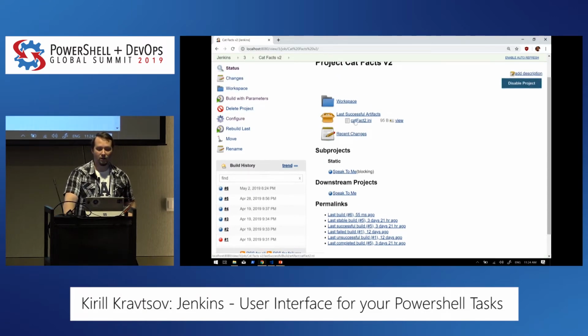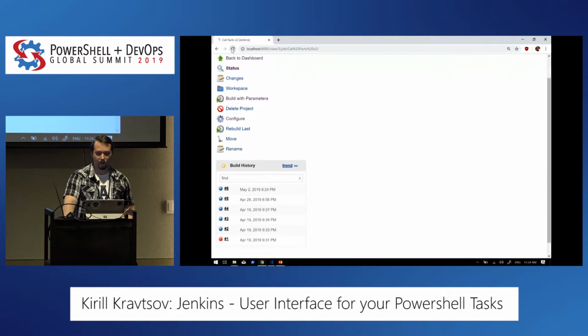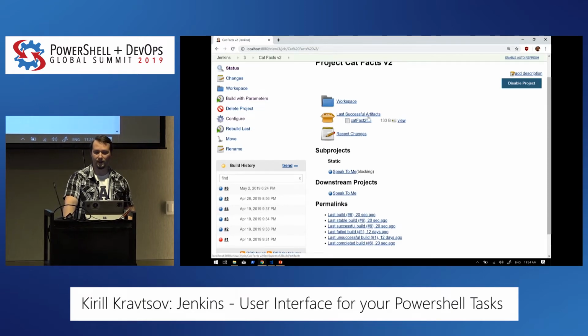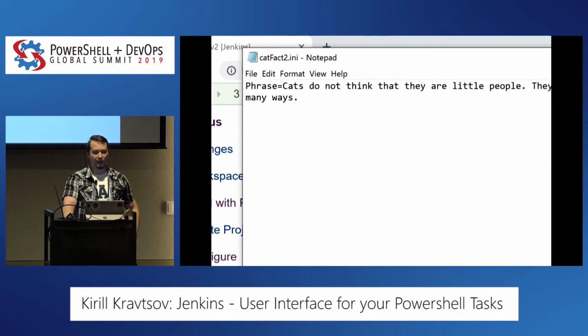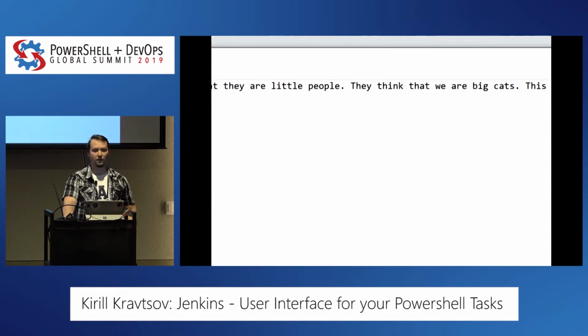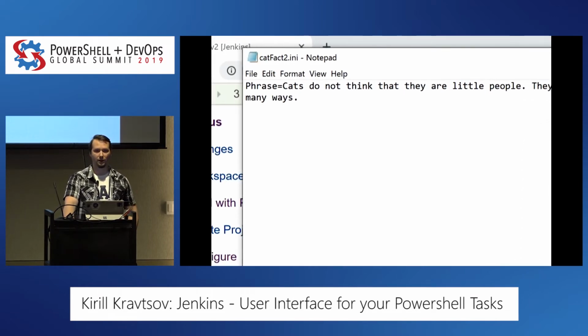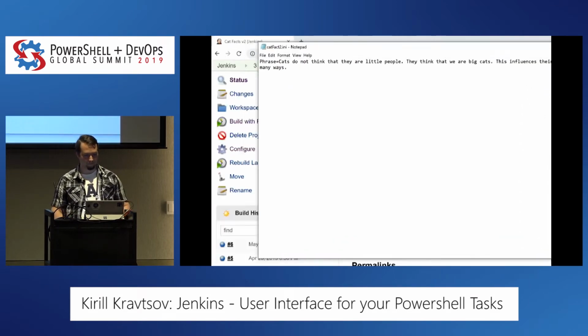So this is our artifacts here. If I refresh the page, you can see last successful artifact. And this is our INI file. If you open it, of course, with a notepad, you see that there is a phrase equals and then a large string. So this is how you pass the parameter inside a file.